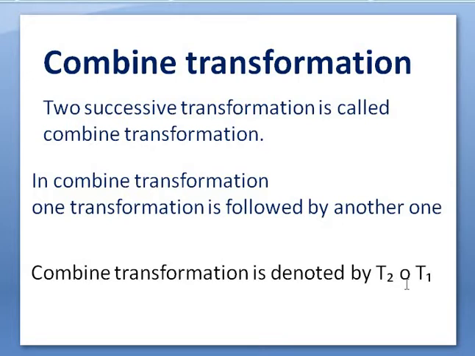T2 o T1. That means T1 is the first transformation followed by the second. There are two successive transformations. The first transformation is T1, the second transformation is T2. T1 is followed by T2. We write the first transformation on the right side of the second transformation.